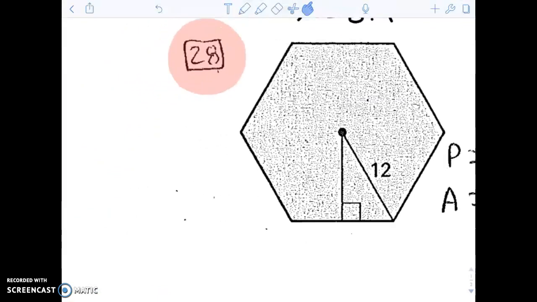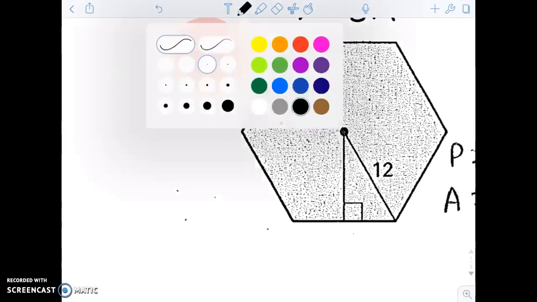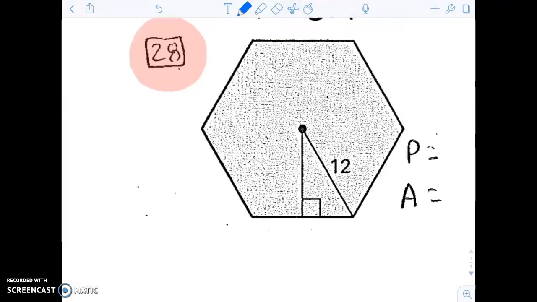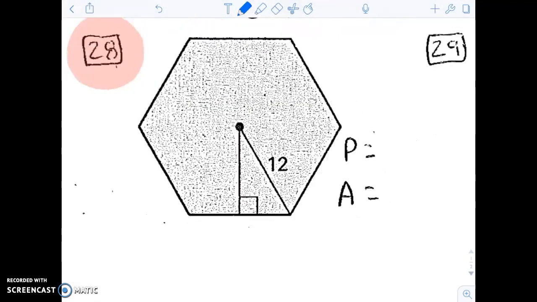Problem 28 is a little bit different. This time around I was not given the apothem, so I'm going to have to do some work to get it. I was also not given the perimeter, so I'm just going to start out with a list, and just like the last problem, I'm going to find this little length right here first.